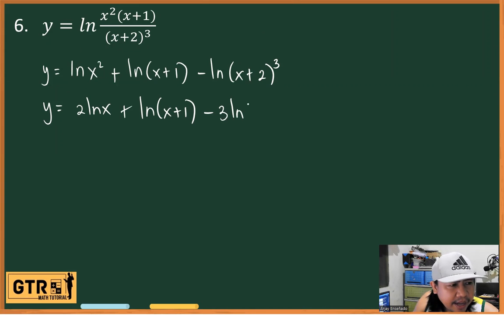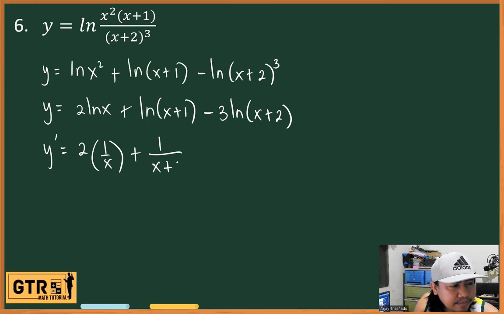So we have 3 ln x plus 2. So now we can apply the formula for the derivative of the natural logarithm. We have y prime equals 2 times the derivative of ln x, so we have the direct formula 1 over x. The derivative of x is 1, so no need to write 1. Plus 1 over x plus 1.